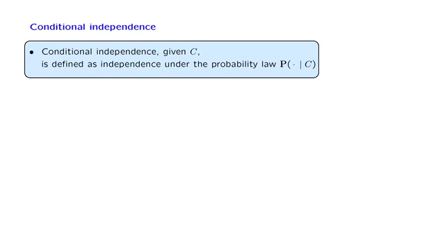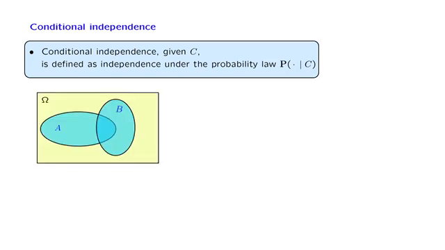to a conditional model. Let us be more specific. Suppose that we have a probability model and two events, A and B. We are then told that event C occurred, and we construct a conditional model. Conditional independence is defined as ordinary independence, but with respect to the conditional probabilities.